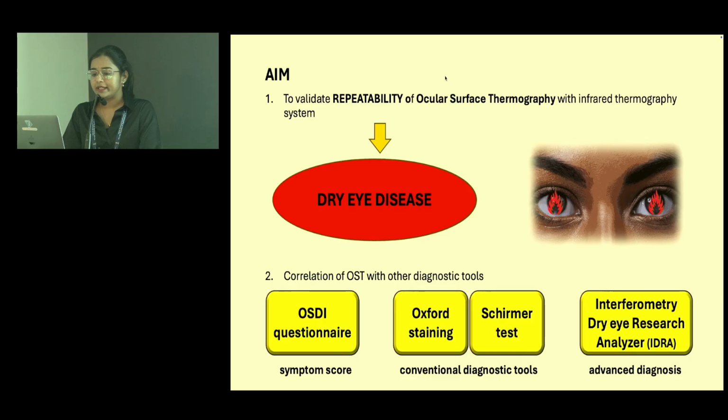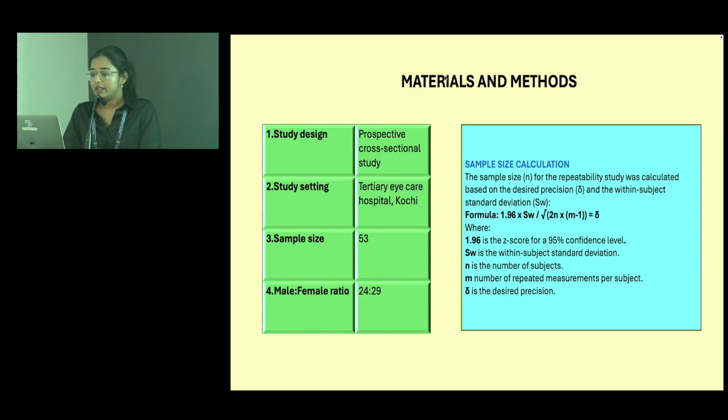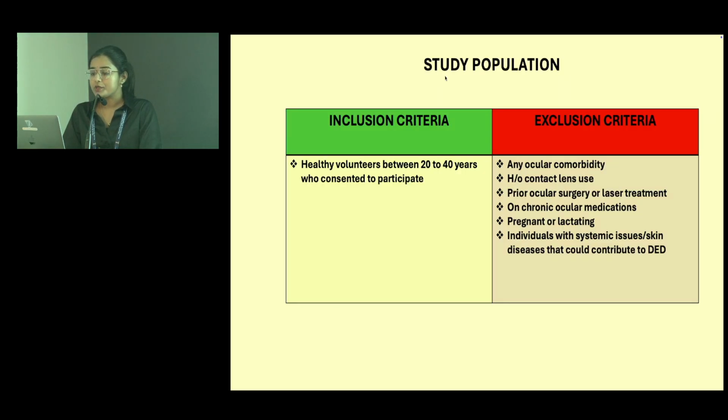We also studied the correlation of OST with other diagnostic tools like OSDA questionnaire, Oxford staining, Schirmer test, and newer diagnostic tests like interferometry dry eye research analyzer, that is IDRA. This was a prospective cross-sectional study done at a tertiary eye care hospital in Kochi. The sample size was 53 and was calculated using this formula. Our study population consists of healthy volunteers between 20 to 40 years of age, and these are my exclusion criteria.